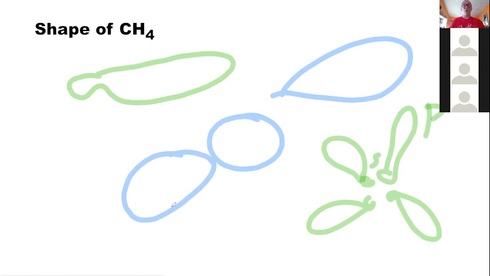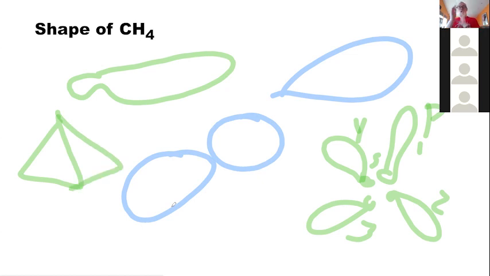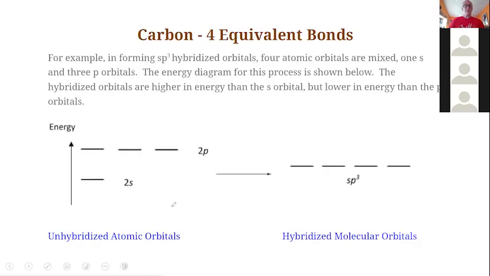And since you have four of them, one, two, three, four, the shape they're going to take is to try and get as far away from each other as possible. And the shape that is, is a pyramid with bond angles of 109 degrees. So let's go back and look and see what that looks like when we actually draw that out.